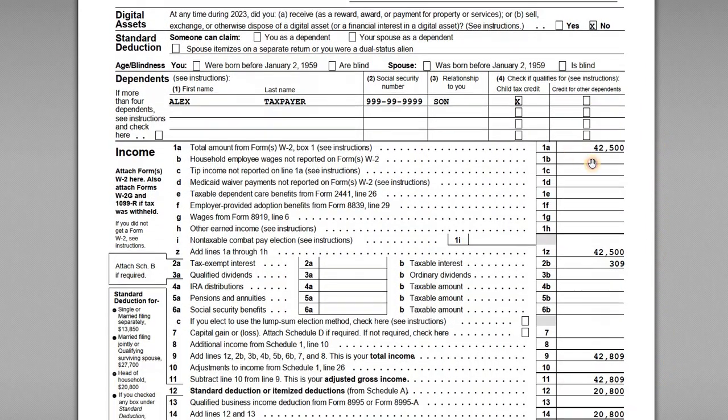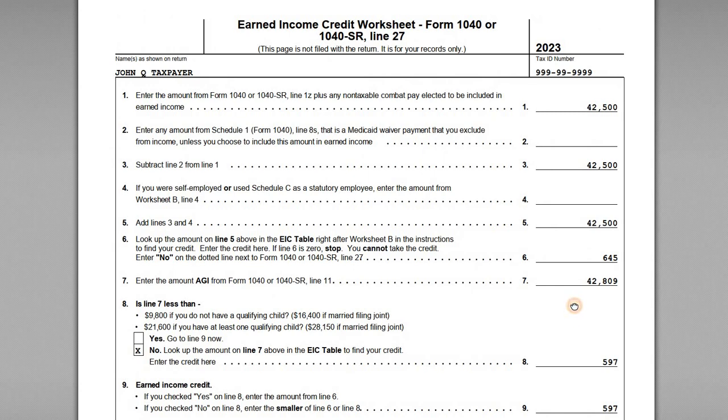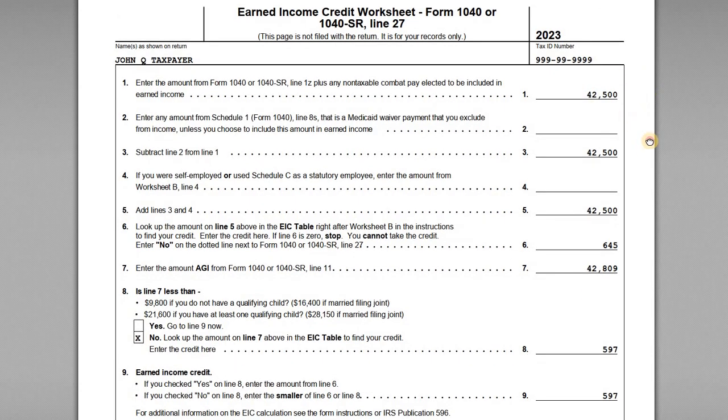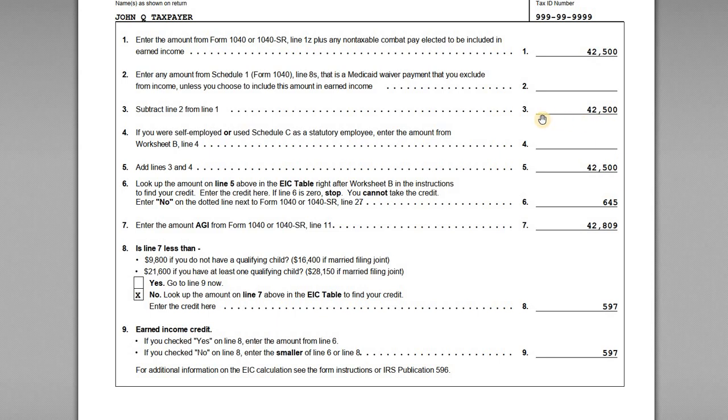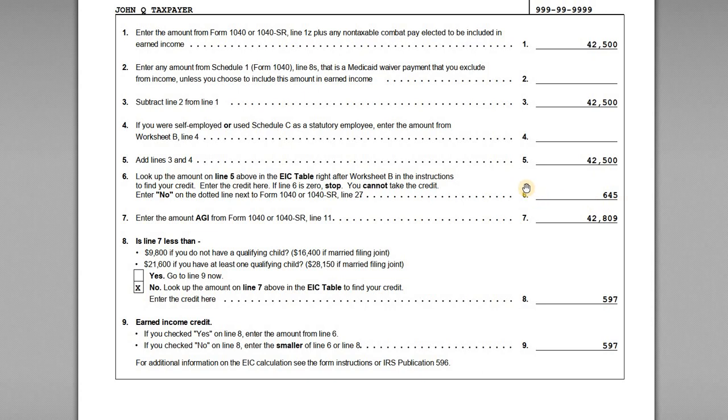So 1Z on page 1 is the total of all those earned income amounts that could be entered. So you can see here we've got 1A for W-2 wages, 1B for household employee wages, and so on and so forth. The total amount, 1Z, is the $42,500. So you could be a taxpayer that has multiple line items completed here. If so, that's fine. You're just pulling the amount from 1Z when it comes to doing this worksheet. So $42,500. If you have any of these Medicare waiver payments that you're excluding, you would subtract that out. And then if you were self-employed and you had a Schedule C, you would complete line 4. But in our case for John, he has neither of those. So the total here is simply $42,500.